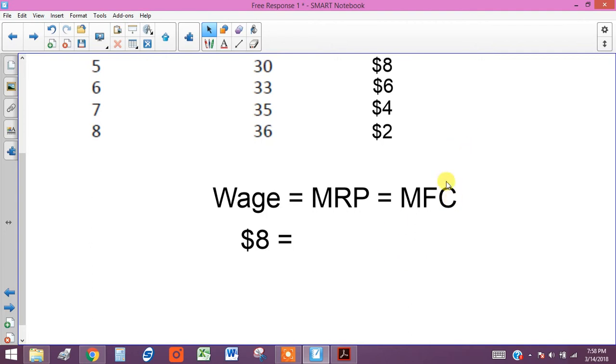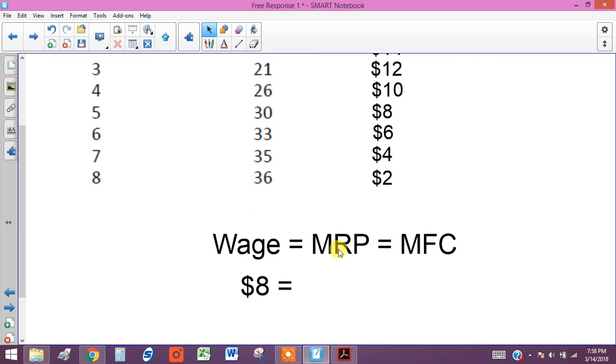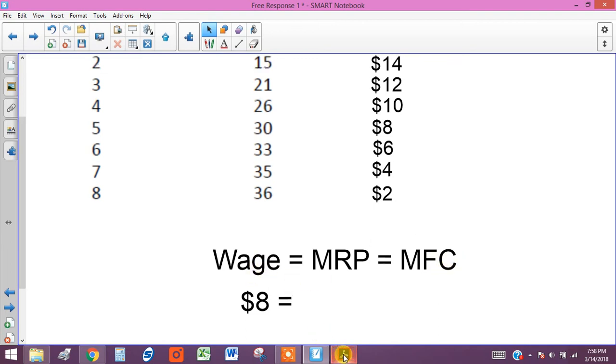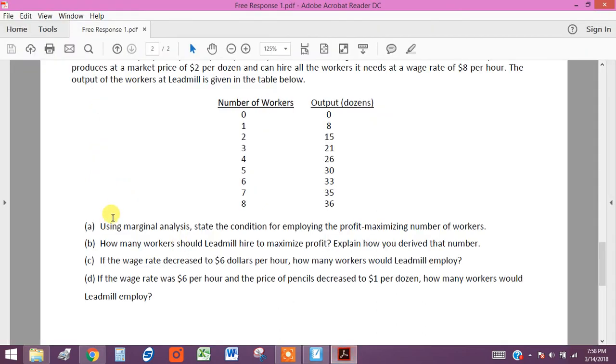So the marginal factor cost of this factor input, labor workers, is the wage. So these are all equal. When these are all equal, and a wage is always going to equal a marginal factor cost, you just want to stop at the point where marginal revenue product equals marginal factor cost, or wage. So you want to make sure you are clear and state that for part A.